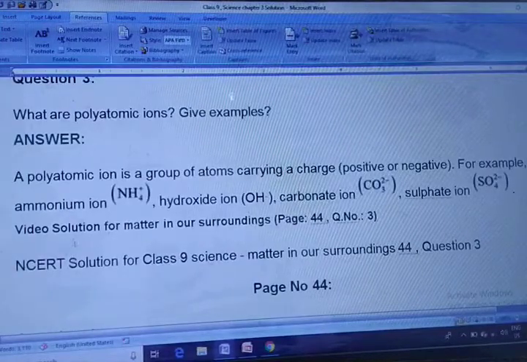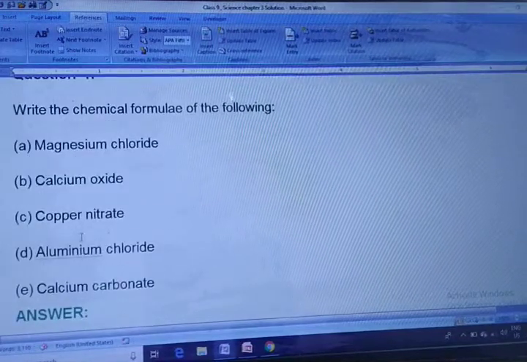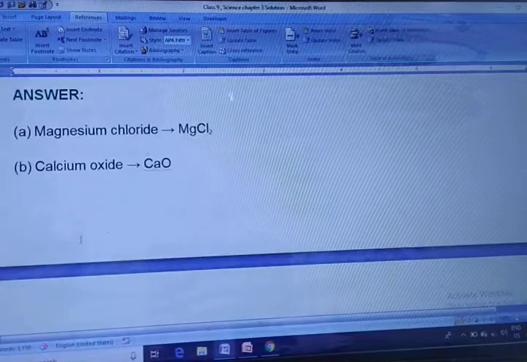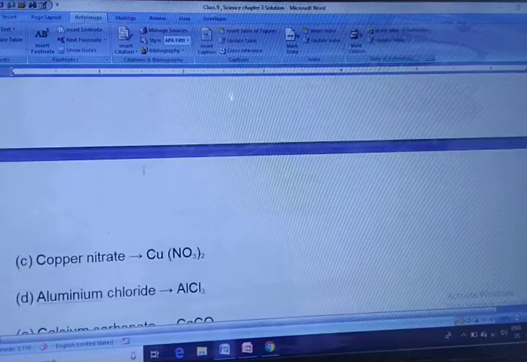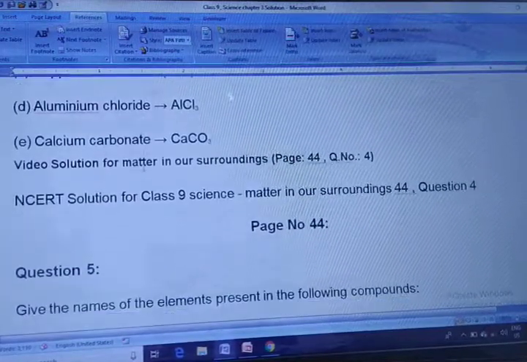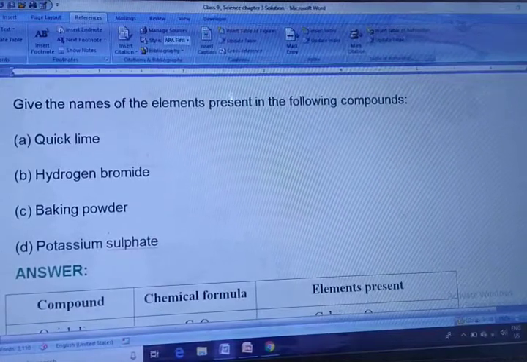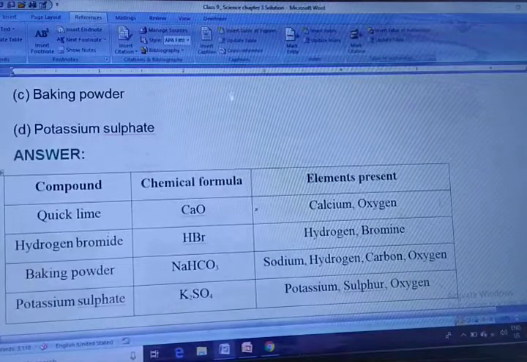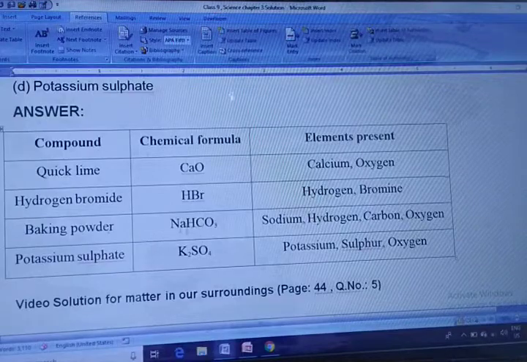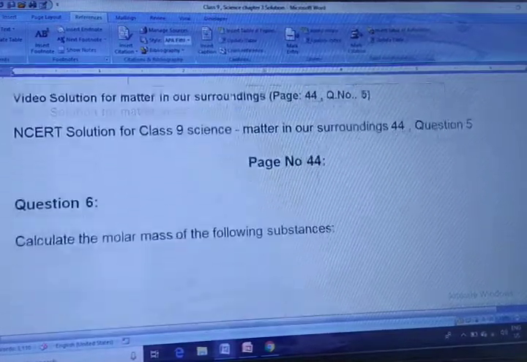This was: what are polyatomic ions? What are polyatomic ions? And give examples. Here are some chemical formulas of magnesium chloride, calcium oxide, copper nitrate, aluminum chloride and calcium carbonate. You can see magnesium chloride MgCl2, calcium oxide CaO, copper nitrate Cu(NO3)2, aluminum chloride AlCl3, calcium carbonate CaCO3. Here you have to write the chemical formulas and names of the elements in the given compounds, that is CaO, calcium oxide, hydrogen bromide HBr, hydrogen and bromine, baking powder, sodium bicarbonate NaHCO3, sodium hydrogen carbon oxygen, potassium sulfate K2SO4, potassium sulfur and oxygen.